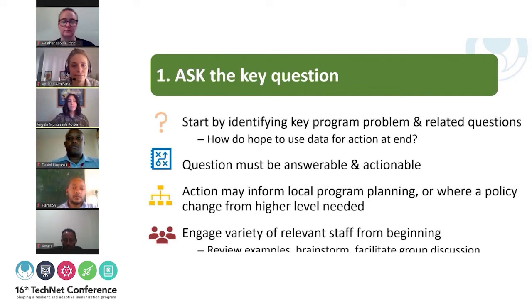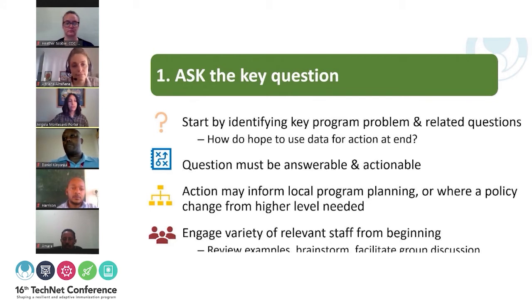Thanks, Heather. So we're going to spend the rest of the time going over in a bit more detail the 4 steps of the 4-step triangulation process and some examples. So step 1, asking the key question. You want to start by identifying key program problems and related questions. How do you hope to use this data for action at the end? The question must be answerable and actionable. An action may inform local program planning or perhaps where a policy change is needed from a higher level.